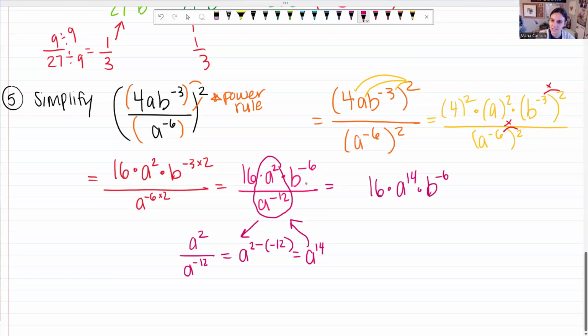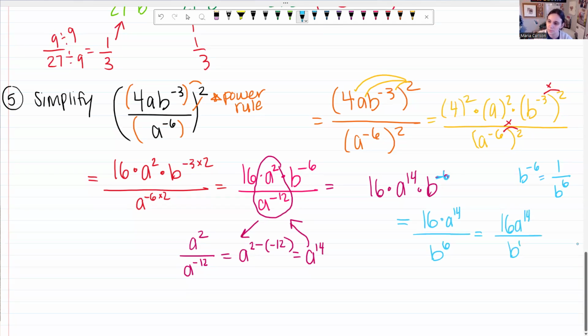to the negative 6th. And your final step is to now deal with that remaining negative, and b to the negative 6th is really 1 over b to the 6th. So I just am going to move the b to the 6th into the denominator. So this is really 16 times a to the 14th over b to the 6th. Notice how I just moved b to the 6th into the denominator. I got rid of that negative, and that is our final answer. So you might actually see this simplified as 16a to the 14th power divided by b to the 6th.